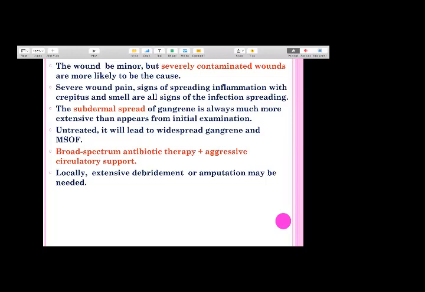These show that the infection is spreading. Subdermal spread of gangrene is always much more extensive than appears from initial examination. Untreated, it will obviously lead to widespread gangrene and multi-system organ failure. Broad spectrum antibiotic therapy is usually given along with aggressive circulatory support. Locally, the therapy will be extensive debridement or even amputation if needed.